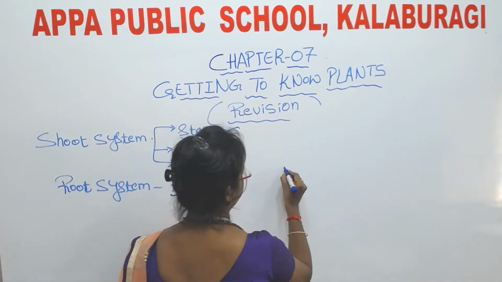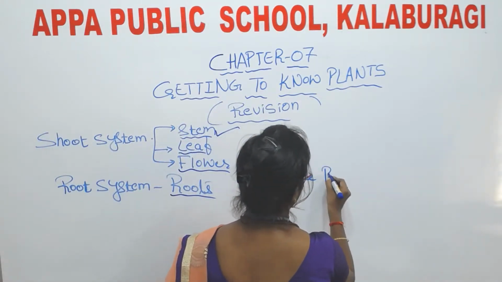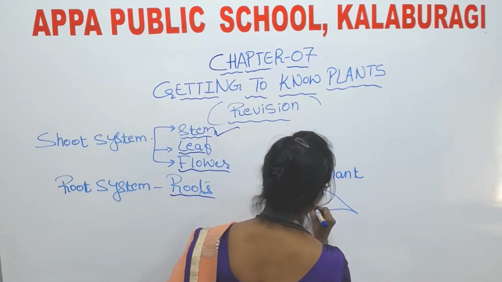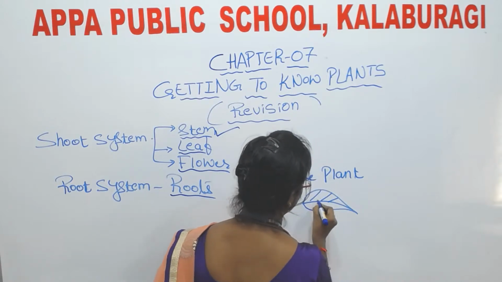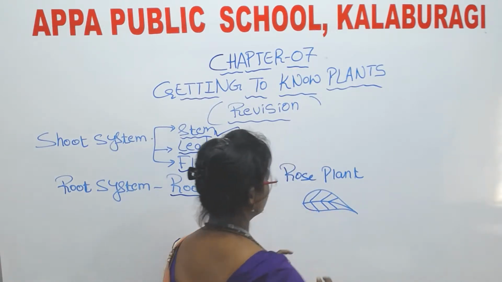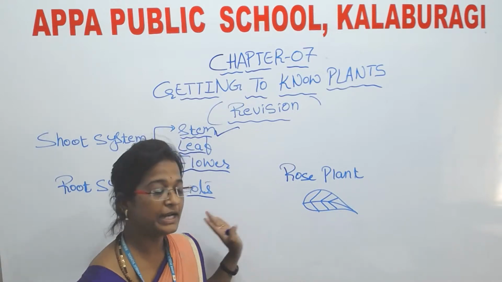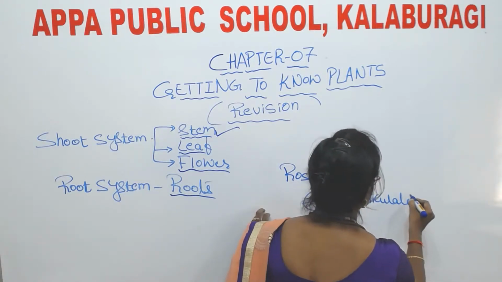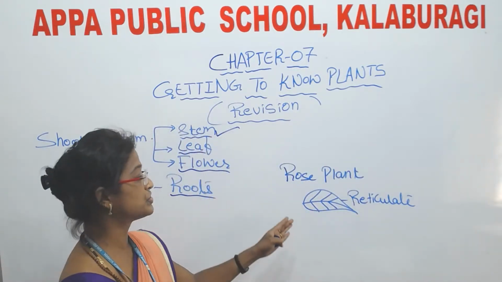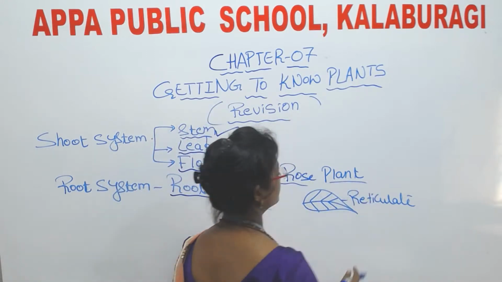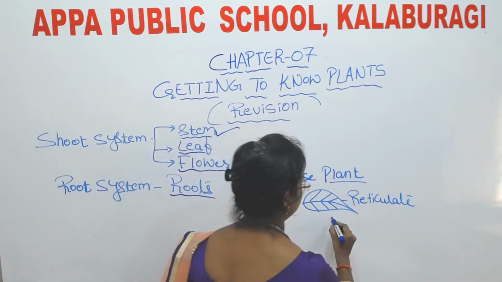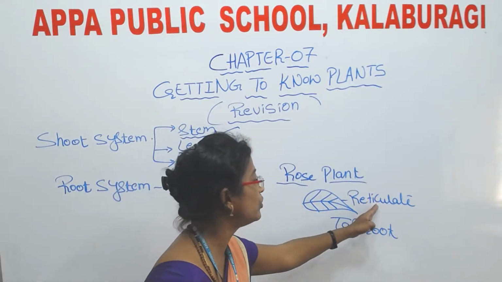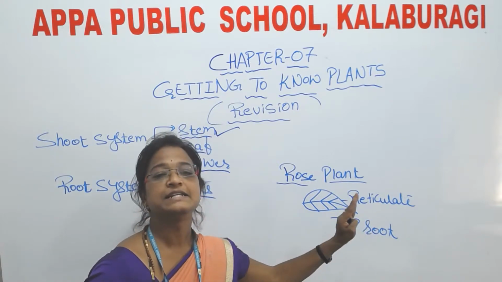So now take a rose plant. The leaf of the rose plant is of this type, which we call reticulate venation, isn't it? So what type of roots do these plants consist of? Taproot. If the leaves are of reticulate venation, then the roots will be taproot.